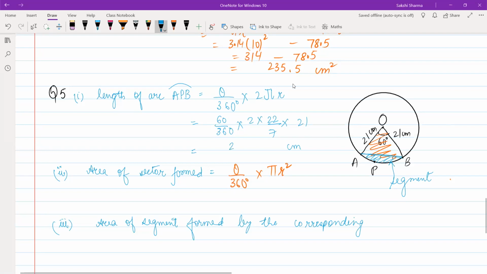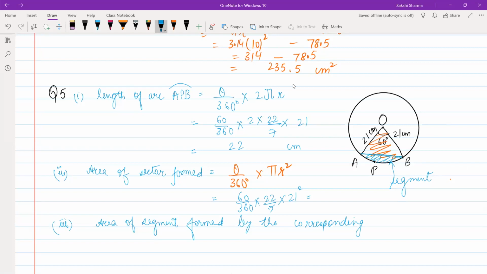Length of the arc is 22 centimeters. Please check. Yes, ma'am. And what about the area of the sector? Okay, take your time. I think you are solving this.